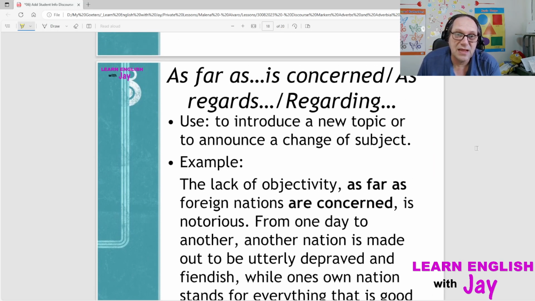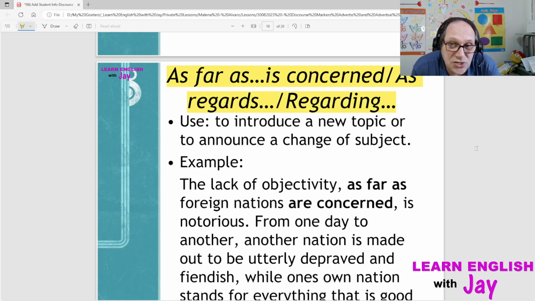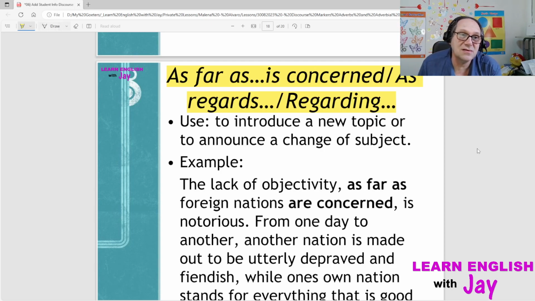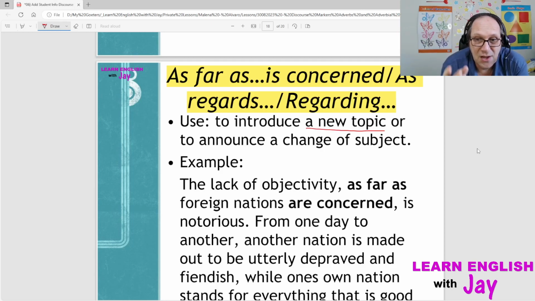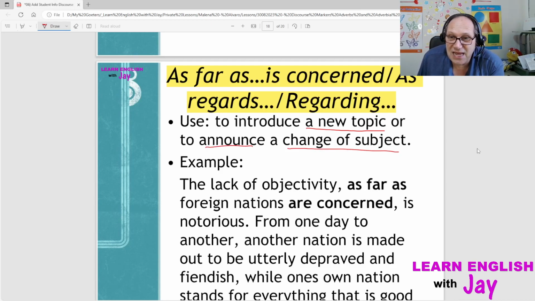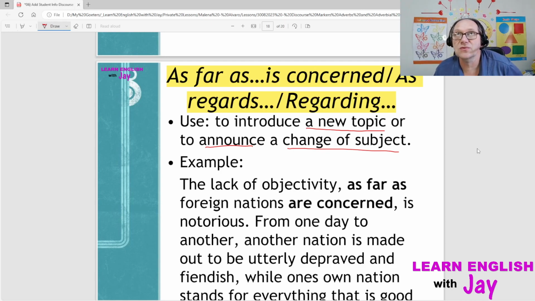All right, next one: as far as something is concerned, as regards, or regarding. Again, we use this when we want to introduce a new topic, or announce a change of topic. When you give a talk in class or at school, or you're writing, we don't want it to sound like a robot: point 1, point 2, point 3, point 4, point 5. We don't want it to sound like that.